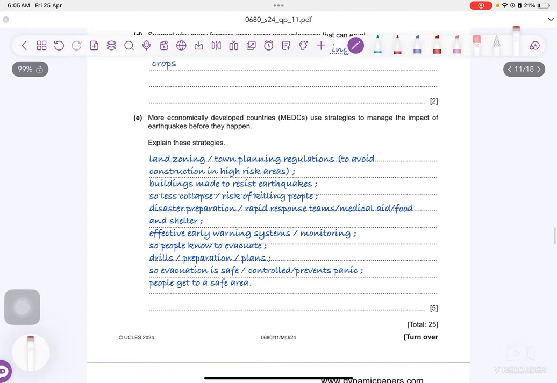More economically developed countries use strategies to manage the impact of earthquakes. Now, explain these strategies. First things first, planning, monitoring, and education. These should come together, okay? Planning regulations. Education is a very important point. I don't know if I wrote it in here, I don't think I wrote it, but education on how to evacuate. Preparation, like drills, warning systems, safe evacuation, okay, and preventing panic, kind of an education point.